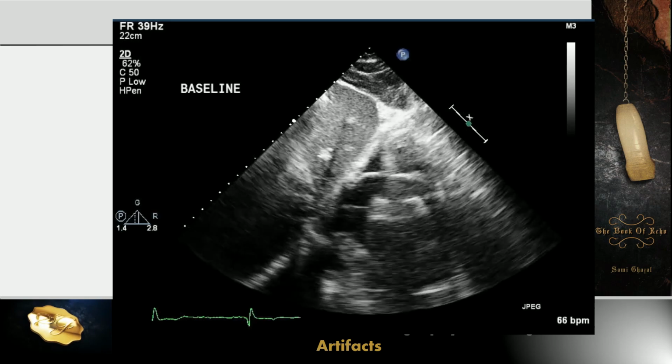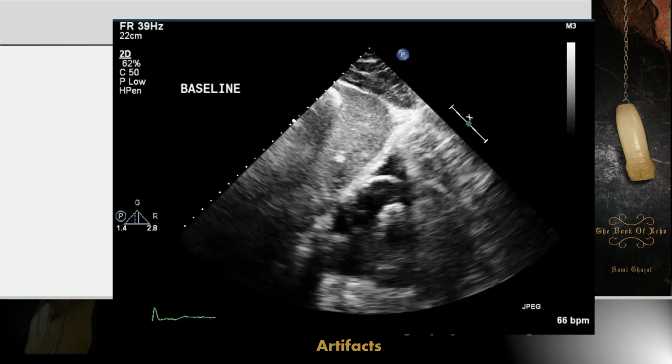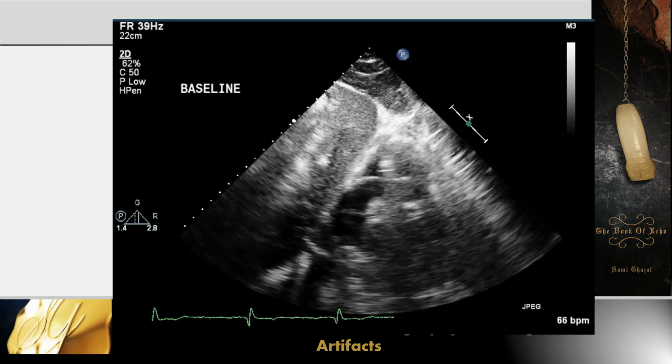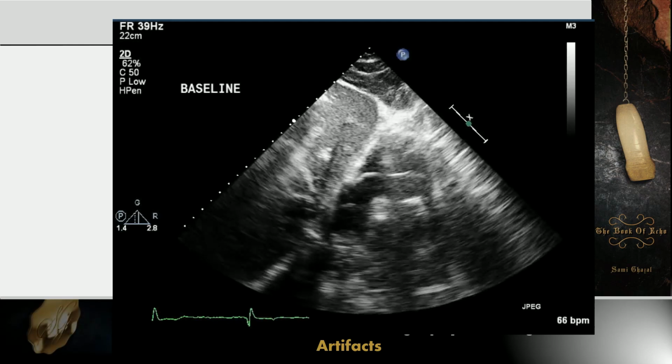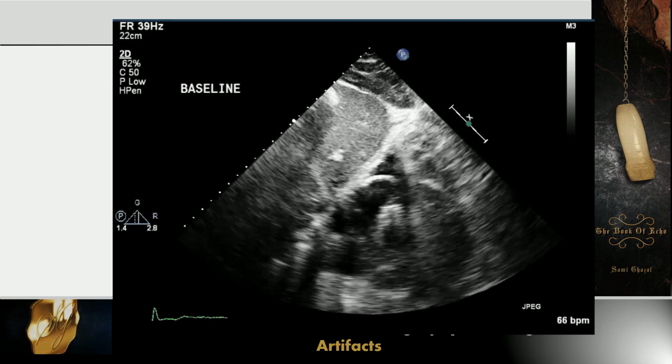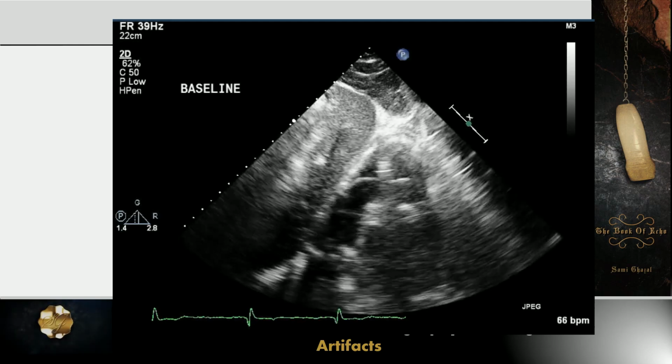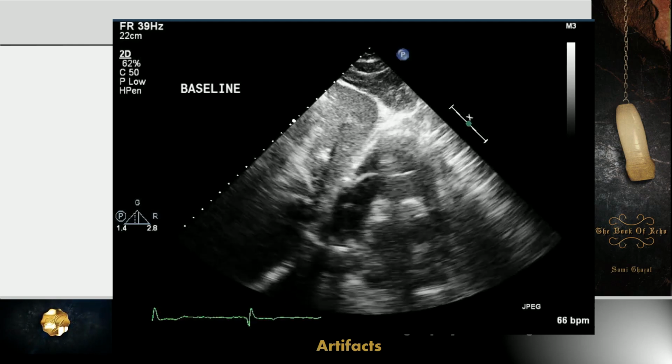This is another example. If you look at the aortic valve here, you will see almost a double structure. So this is a subcostal image.